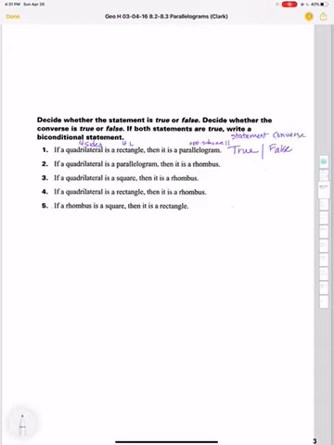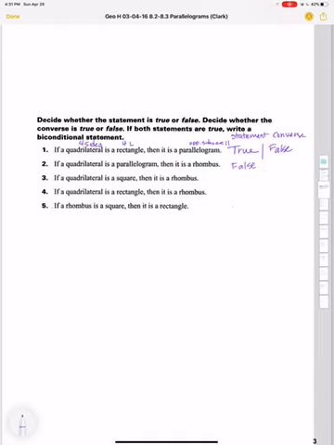Okay. Number 2. If a quadrilateral is a parallelogram, then it is a rhombus. So four-sided figure, parallel sides, does that make it a rhombus? No. Why? Because what does a rhombus have to have? A rhombus has to have four congruent sides. Just because the opposite sides are parallel doesn't mean they're congruent.